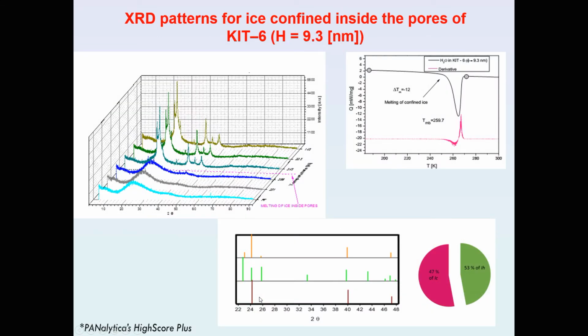We find similar results for ice confined inside the pores of KIT with different pore sizes. Again, the DSC scan shows the melting temperature of the substance inside the pore, and we can see the Bragg peaks at temperatures lower than the melting point. We find that the ice observed using this method consists of cubic and hexagonal ice, but with different percentages.